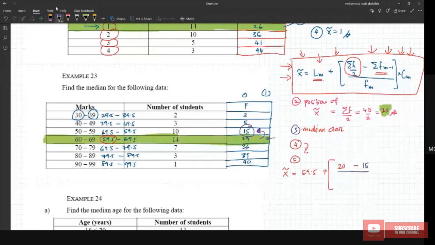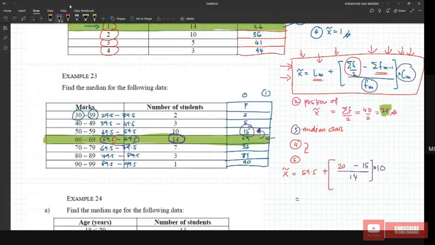Fm is the frequency of the median class. So this is the median class. Frequency of the median class is 14, divided by 14, right? And then we need to multiply with Cm. Cm is the class size of the median class. Class size of the median class, you can easily get from 69.5 minus 59.5. It should be equal to 10.